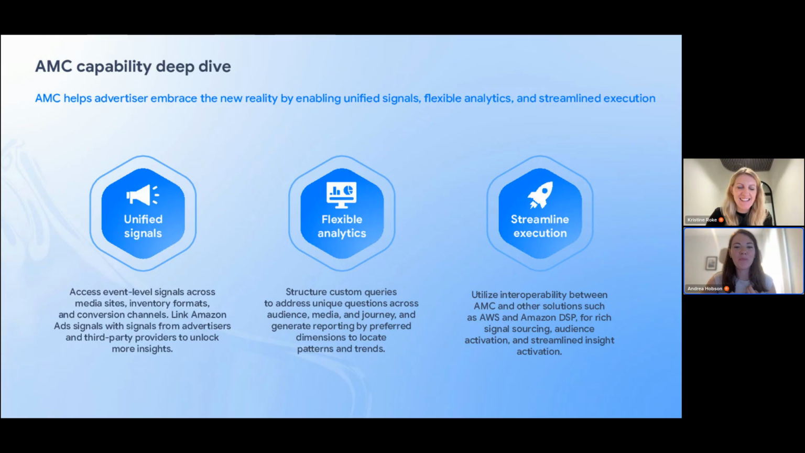So yes, as Christine was saying, now let's take a look into the AMC capabilities.